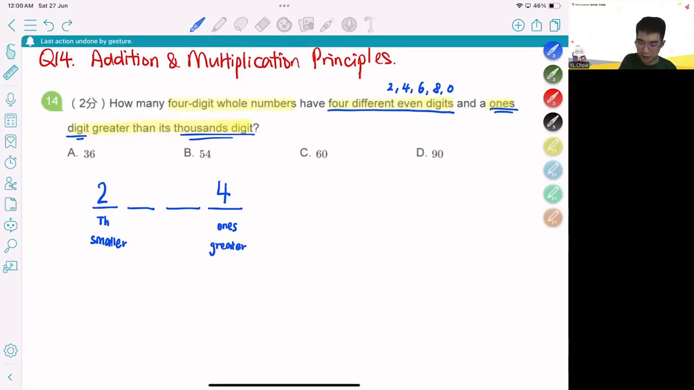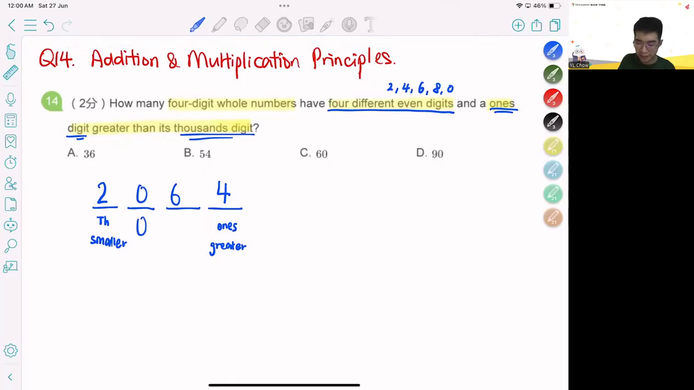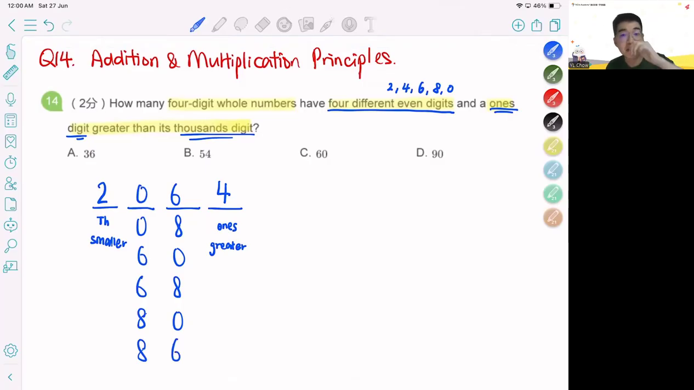So maybe I can put 2, 0, 6, 4; 2, 0, 8, 4; 2, 6, 0, 4; 2, 6, 8, 4; 2, 8, 0, 4; 2, 8, 6, 4, right? I can try to list out all the ways to choose the middle two digits. And you can see that I can have 6 ways to arrange the middle two digits after fixing 2 as thousands, 4 as the ones. All right. So this is one way to choose the thousands and ones digits.